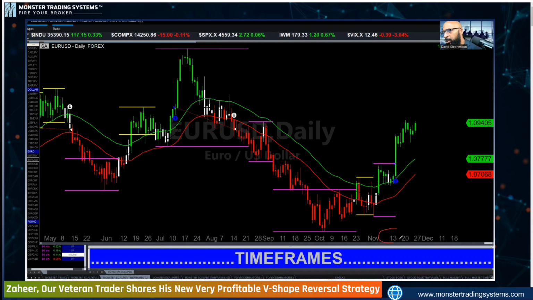Right here, November the 13th, right about here, that big candle, when it broke resistance, that's Zaheer, but a little before. November 13, 14, that's when I start looking at it, and I'm like, that's my confirmation right there. So this is that big bullish candle right here on the daily, guys.